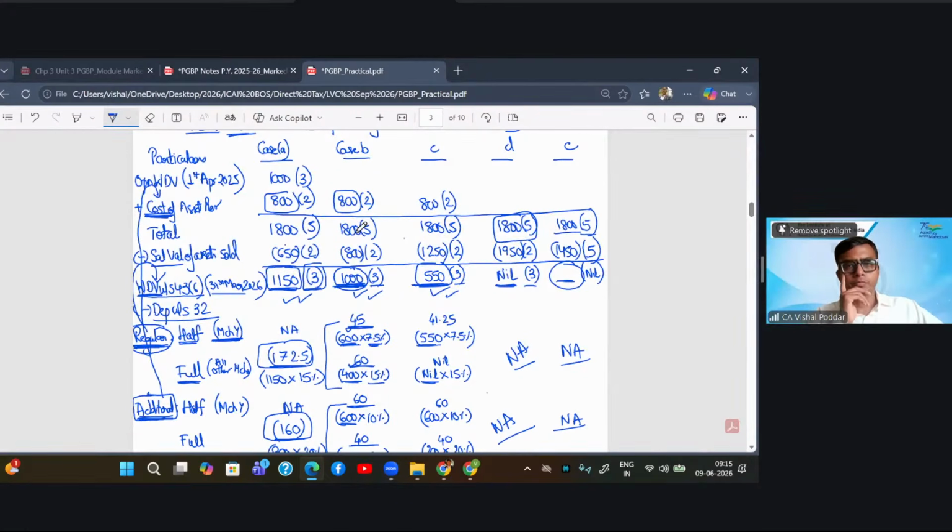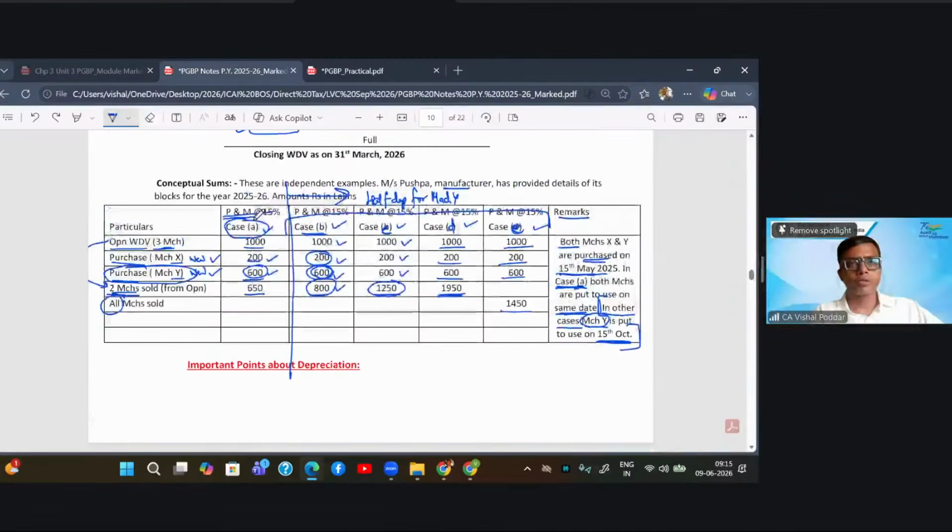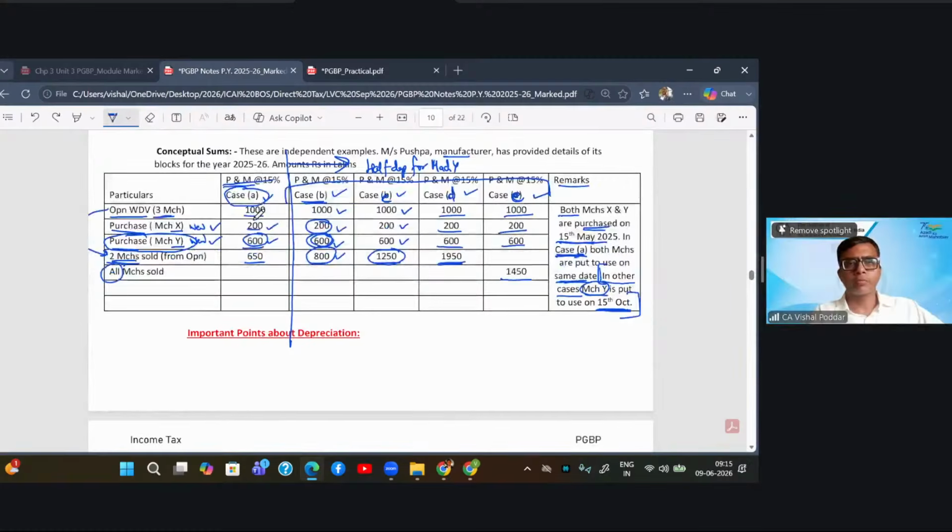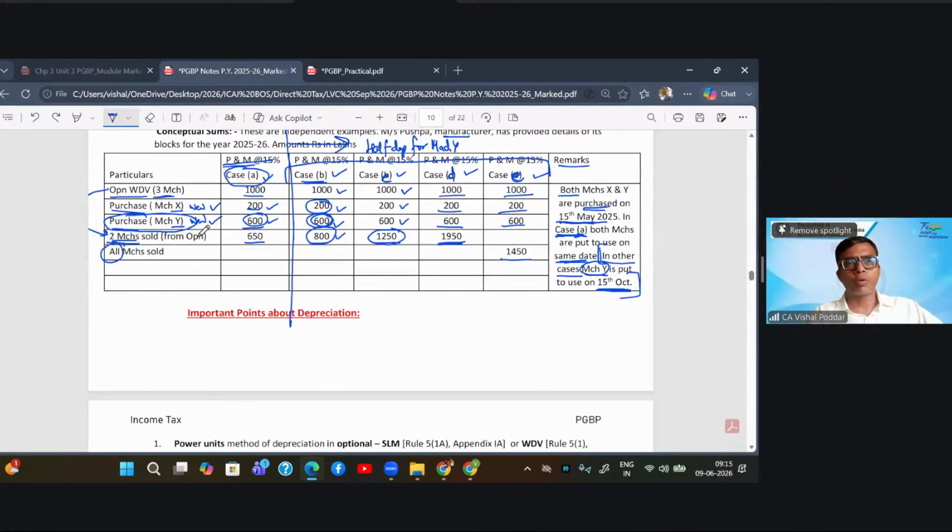I purchased 800 this year. It indicates that I already sold 150 worth. No, it does not indicate that. See, 800 is for two assets, X and Y. Have I sold anything out of those two assets here? The assets which I have sold are out of opening. It is clearly given. See the question, what they have given? Two machines sold from opening. It is clearly given in the question.